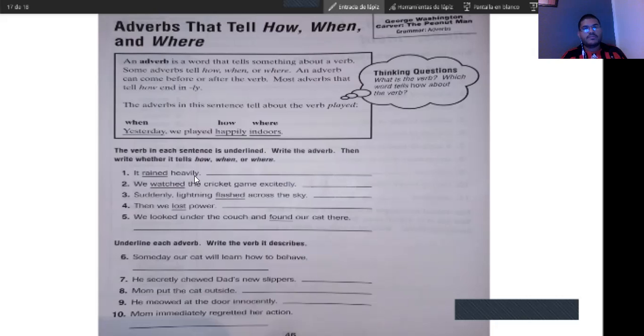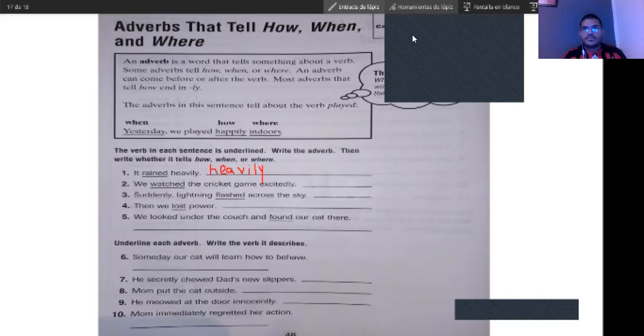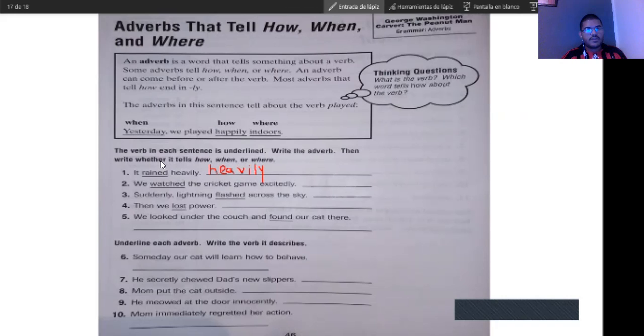Okay, so it rained heavily. Rained is the verb, which is the adverb? How it rained, heavily, right? So we're gonna write here heavily. Okay. Now it's asking us to tell if it answers how, when, or where. How it rained. Yeah, it answers how. So I'm gonna put it here. How. Okay. Excellent. So you try the rest.